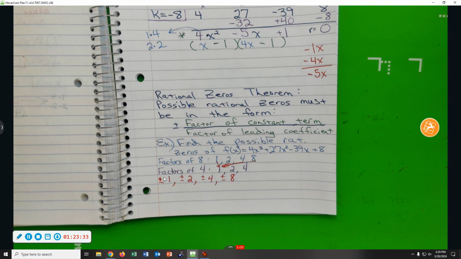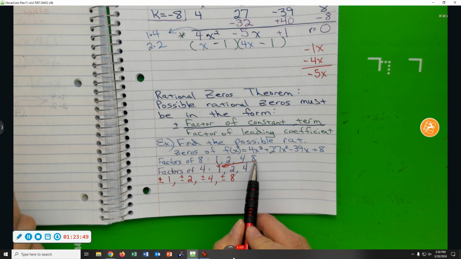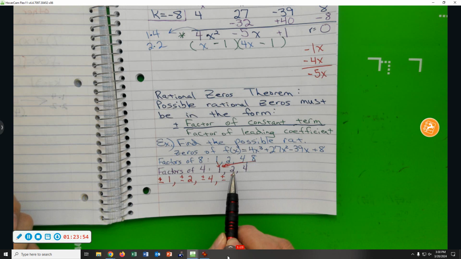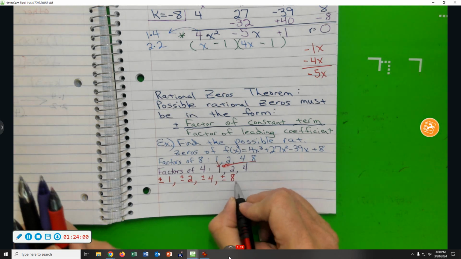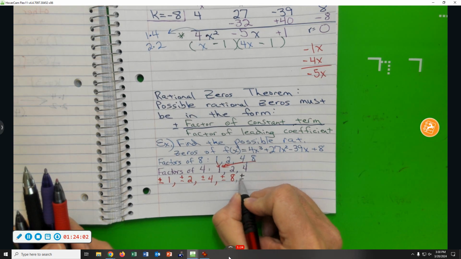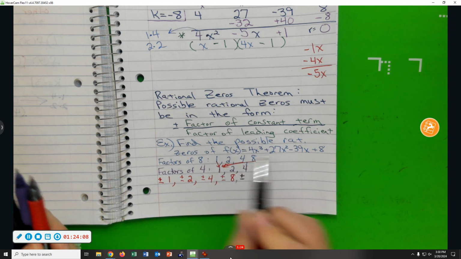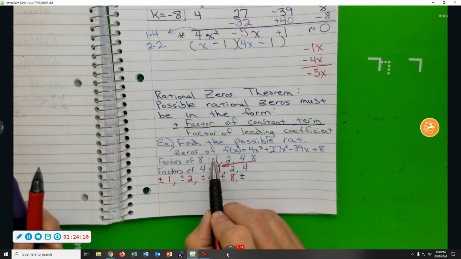Okay. And that illustrates something. Plus or minus 1 will always be possible rational zeros because 1 will always divide into the leading coefficient and the constant term. 1's always a factor for any positive integer. So I'll put all of these numbers over 1. Now take all of these numbers and put them over 2. So I'm starting now. Plus minus 1 over 2.